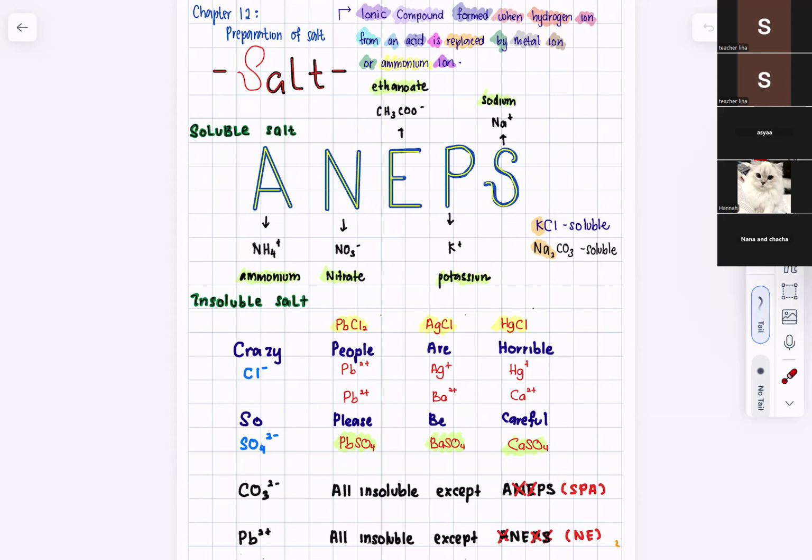Silver chloride, soluble or insoluble? Soluble. Insoluble. Silver is Ag. Alright, AgCl. Insoluble, because chloride is insoluble with Pb, Ag, and Hg: lead, silver, and mercury. Okay, back to the one before.